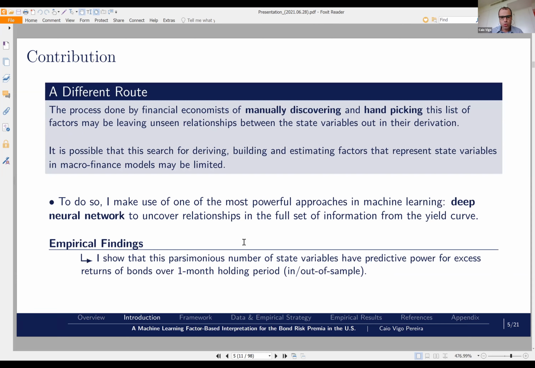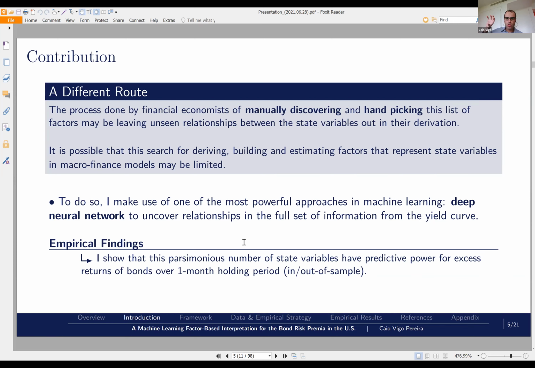So I avoid this with what? Perhaps today, one of the most powerful approaches is machine learning. I'm using deep neural networks to uncover the relationship in the full set of information. The goal of the paper is to provide a new route, a new interpretation, but not doing a pure specification search or pure data mining. So I am always considering the theory behind this, and the whole derivation takes into consideration the economic theory.